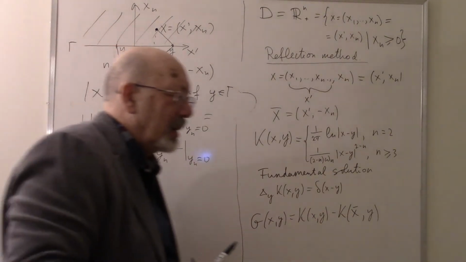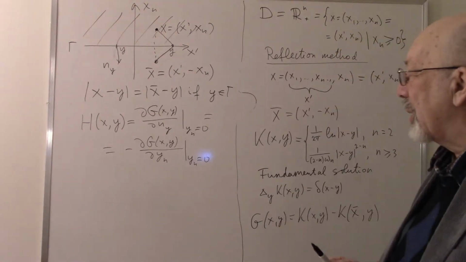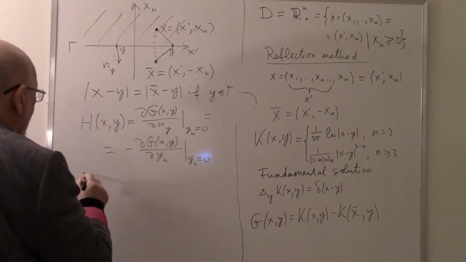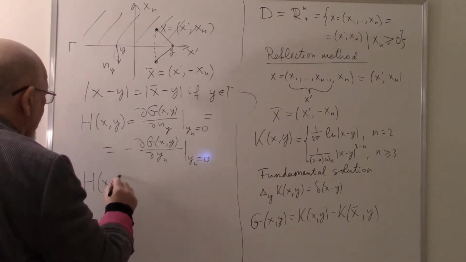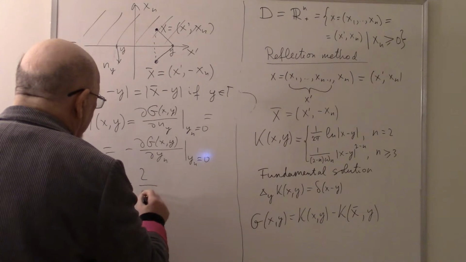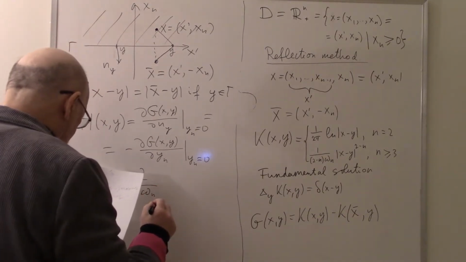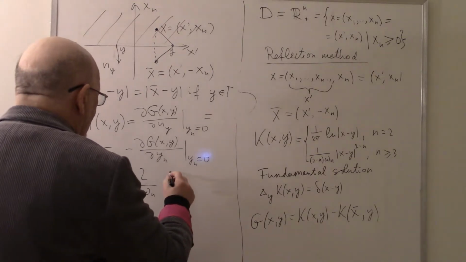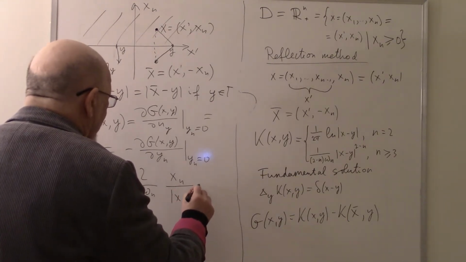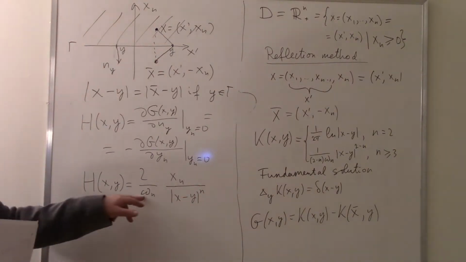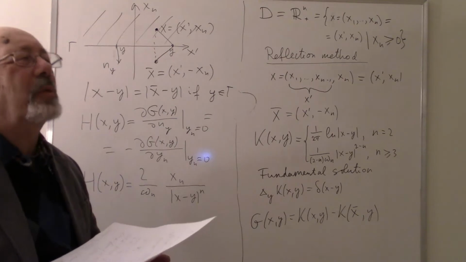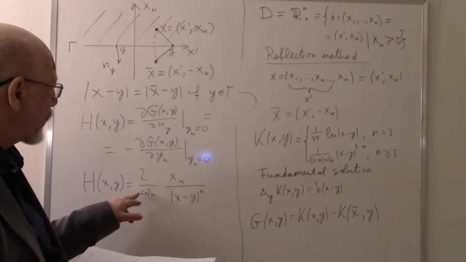Now, last time I performed this simple calculation and found the following thing. H of x, y equals, the general formula is 2 divided by omega_n times x_n over the modulus of x minus y to the power n. Omega_n is the area of a unit sphere, the (n minus 1)-dimensional area of the unit sphere in n-dimensional space.